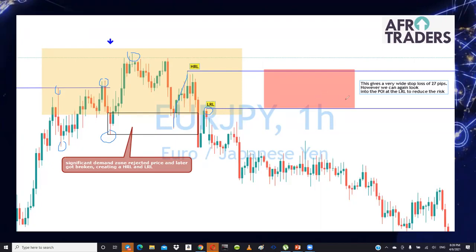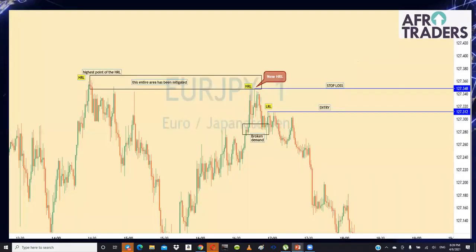So it gave us a range of 27 pips, meaning that if you decide to sell here, your stop loss is here, you have a 27 pip stop loss. Okay, so 27 pip stop loss, which is too big, right? Which is too big, and the intention is to reduce our risks so that we increase our reward.